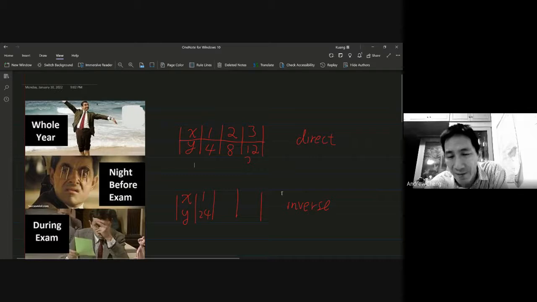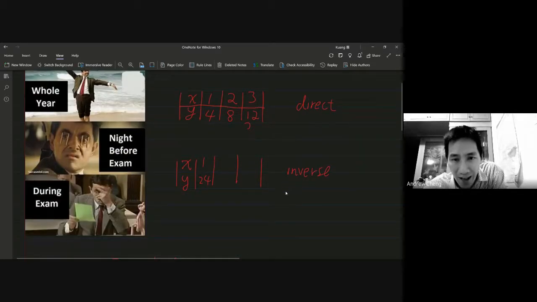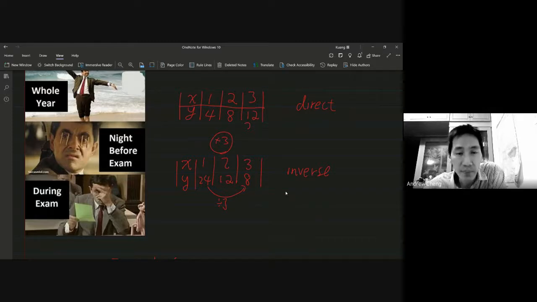If x doubles, y also doubles, then it's direct variation. Okay. What is inverse variation? If you double the x, then you found the value of y becomes a half. So 24 becomes 12. And then if you triple x, you found the value of y becomes 1/3. So 24 divided by 3 is 8. So 1 times 3, the other divided by 3. Then we can say the relationship between x and y is inverse variation.